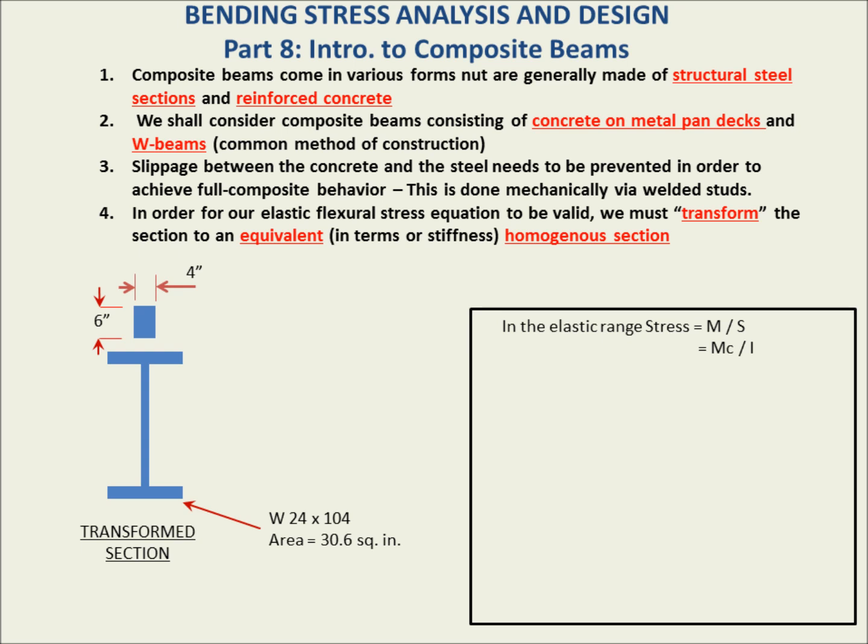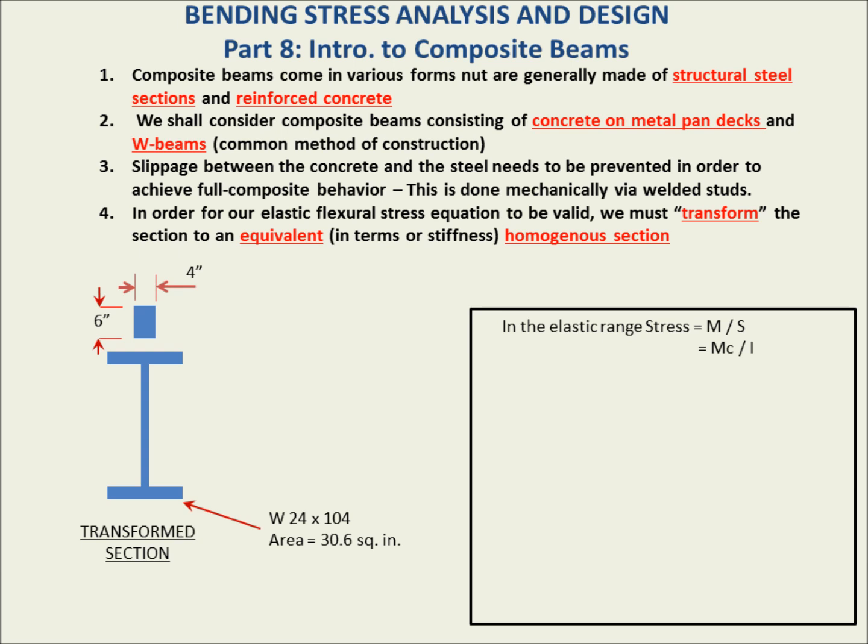Let's define some more parameters of this cross section. The beam which we've been looking at, let's say it's a W24 by 104, a wide flange beam, which means, by the way, that it's 24 inches deep nominally and 104 pounds per foot. That's what that nomenclature means. We can get cross-sectional properties from our steel design manual tables for this particular cross-section. It is a defined cross-section.